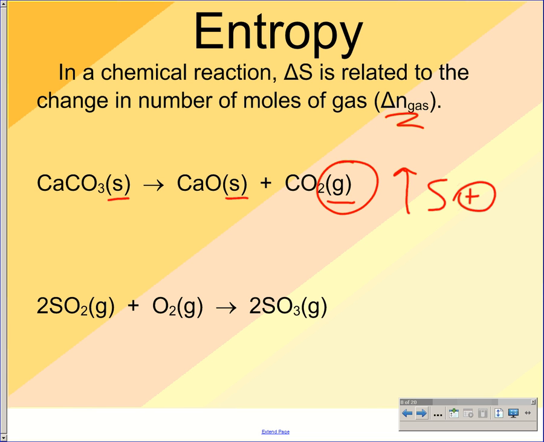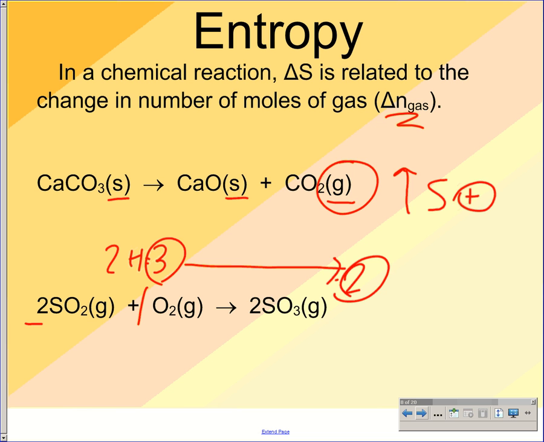This one down here, how many moles of gas do we start with? 3. So 1 plus 2. Okay. And then how many over here? 2. So we went from 3 moles of gas to 2 moles of gas. Less. So that one's going to be a decrease in entropy, so it's going to be a negative delta S. So most of the time it's pretty easy when it's solid to gas, but if you have to count up the moles, just remember if you're going from more moles of gas to fewer moles of gas, that's going to be a decrease in the disorder because there's less positional entropy.